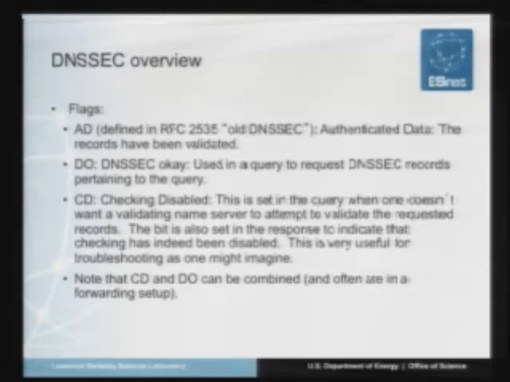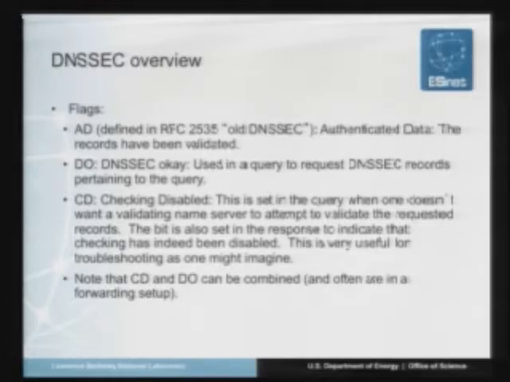DO and CD are both kind of interesting because sometimes you see them together, and it seems odd. DO means DNSSEC OK, and CD means checking disabled. It means that I don't want you to actually attempt to validate the records. There are some circumstances, though, where you may not want to validate the record, but you may want it to give you the DNSSEC information. And in fact, you will see one of those circumstances in one of our troubleshooting scenarios.